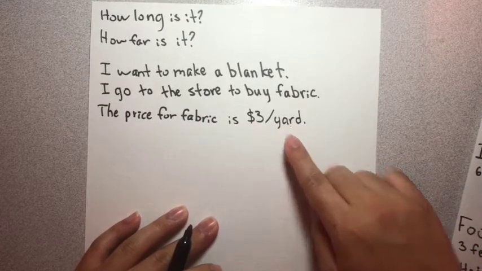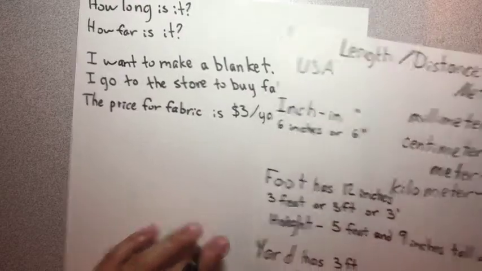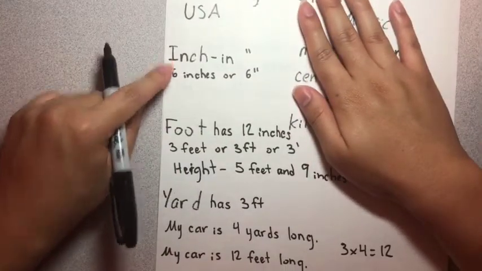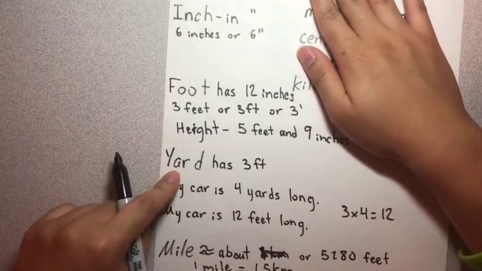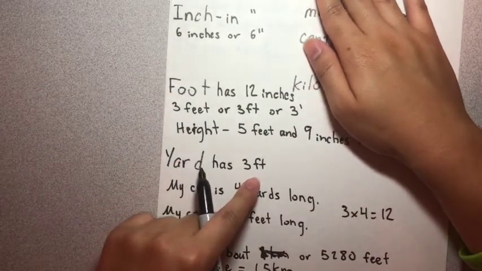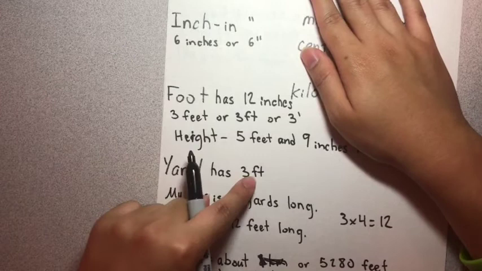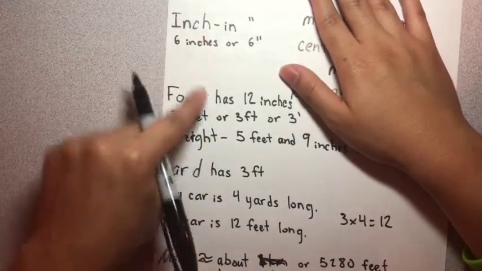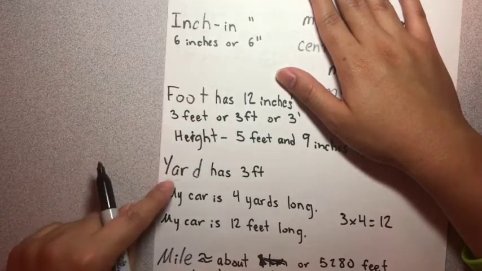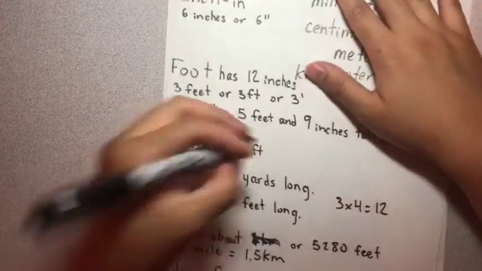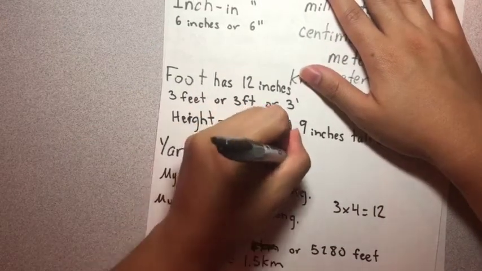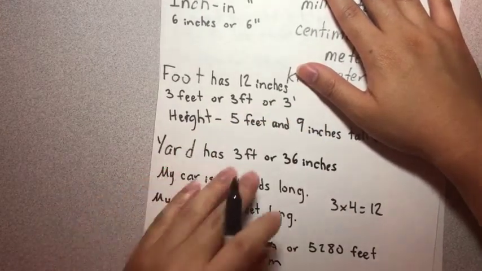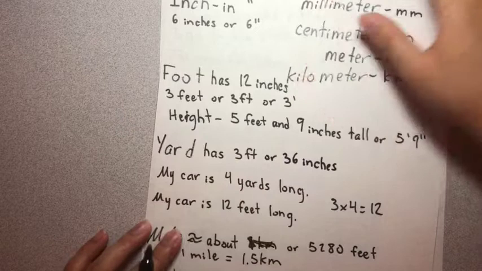Now, how much is a yard? Let's see. We have inches, we have feet, and we have yard. A yard has 3 feet. Because we know 1 foot is 12 inches, a yard is 36 inches. A yard has 3 feet or 36 inches.